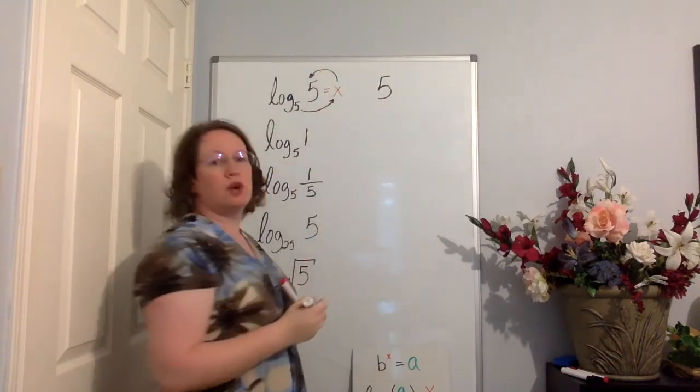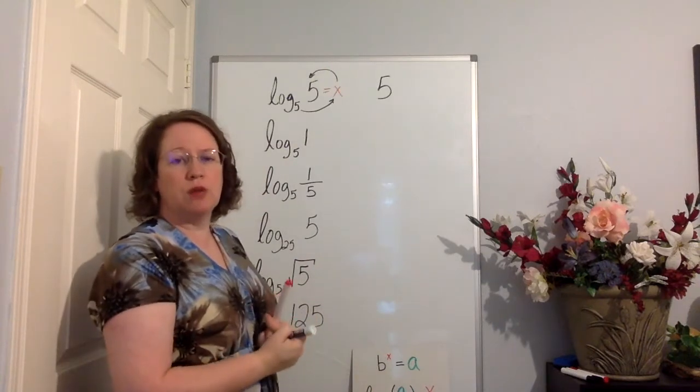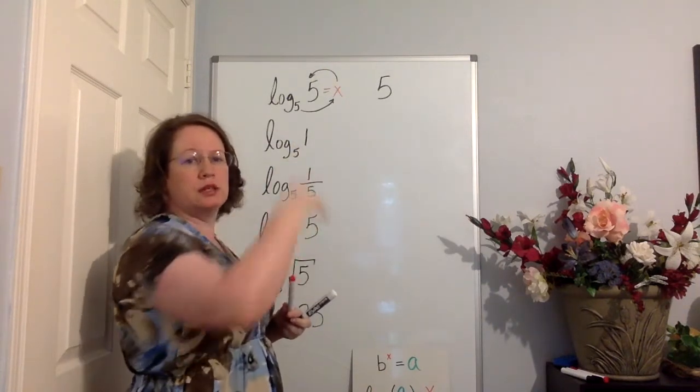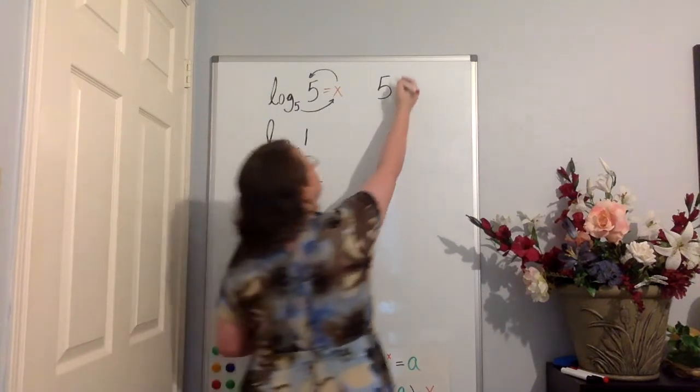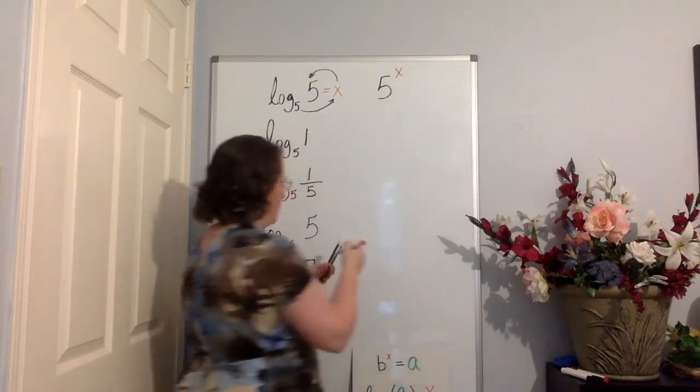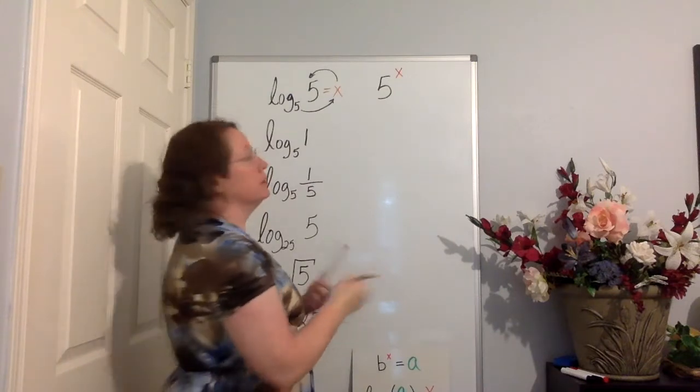Notice it always goes counterclockwise. You start with the base, you go across the equal sign, come back. Every time. Doesn't matter if it's log or exponent. Start with the base, go across the equal sign, and then you come back.